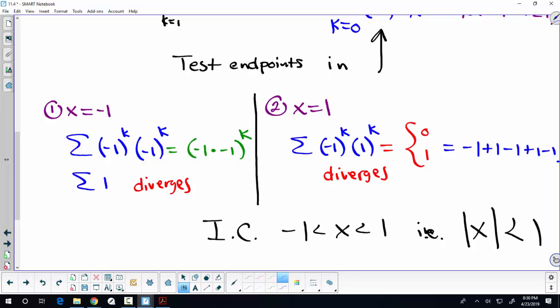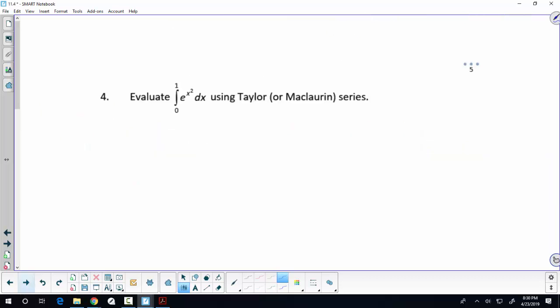We used to like alternating convergence. Yeah, but that was with the alternating divided by k, right? Like negative 1 over 1, negative 1 over 2, sorry, whatever that is.